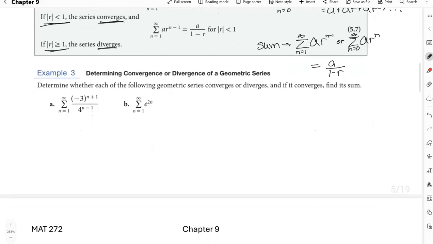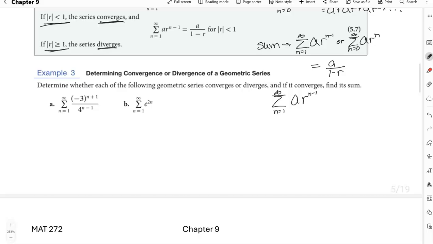So let's look at example 3. We want to determine whether each of the following geometric series converges or diverges. And if it converges, we want to find the sum. The first one is a sum from n equals 1 to infinity of -3 to the n plus 1 over 4 to the n minus 1. Our goal is to rewrite this as a geometric series. So we want to rewrite this as the sum from n equals 1 to infinity of a r to the n minus 1.